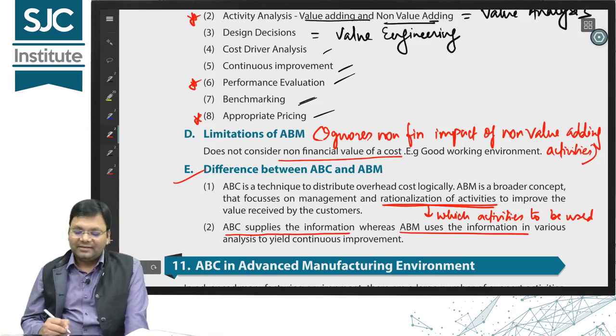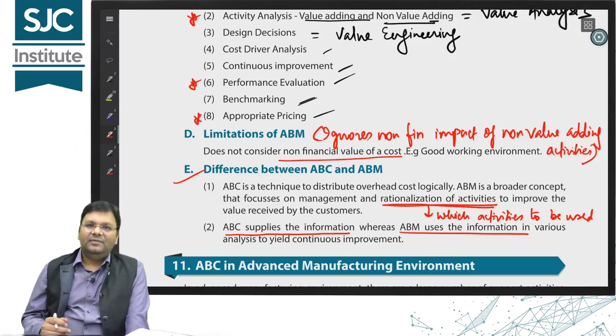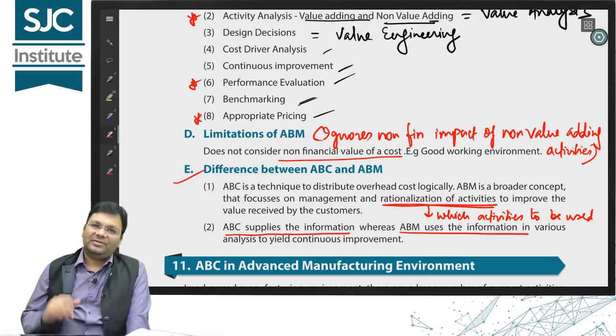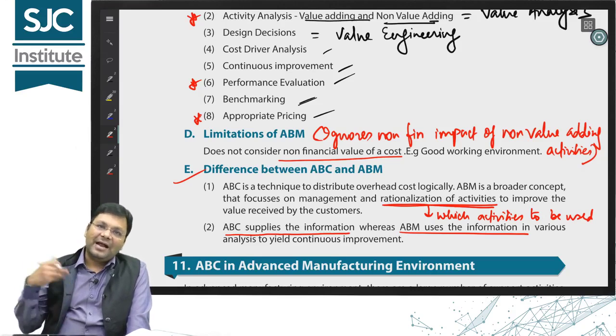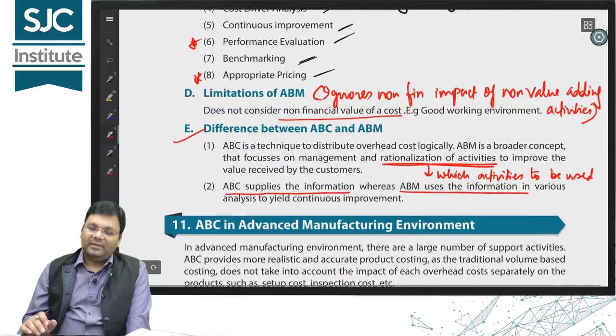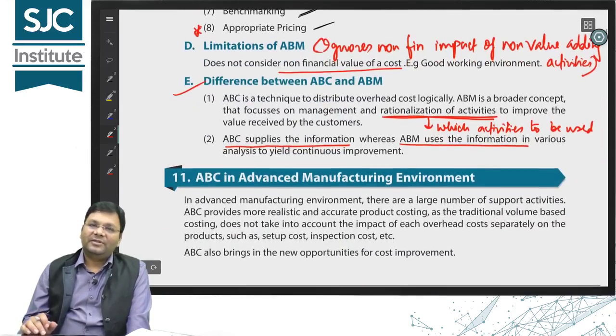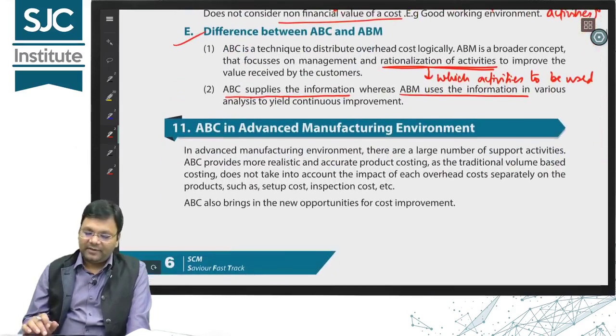Then there is a difference between ABC and ABM, which is easy to remember. ABC is just a costing technique. ABM is a broader concept which uses ABC's information to rationalize the activities, to add more value to the products. ABC is the supplier of information, ABM is the user of information.